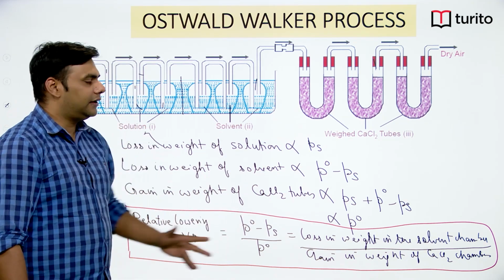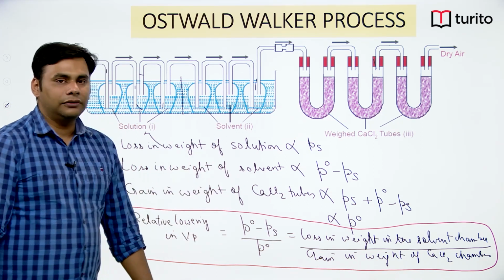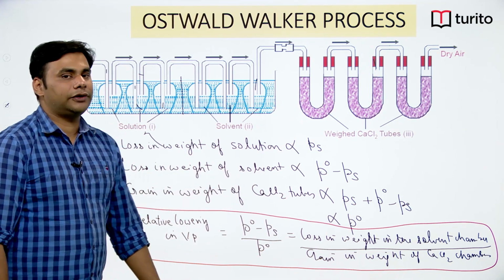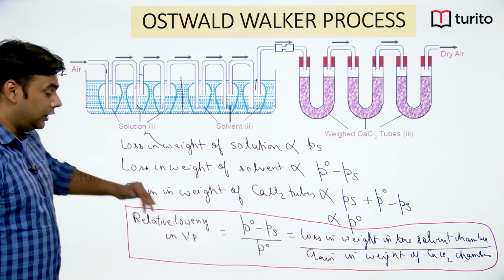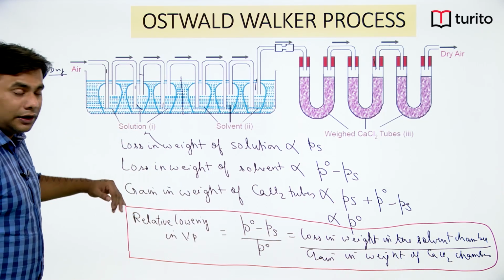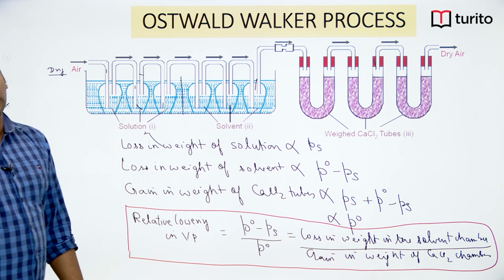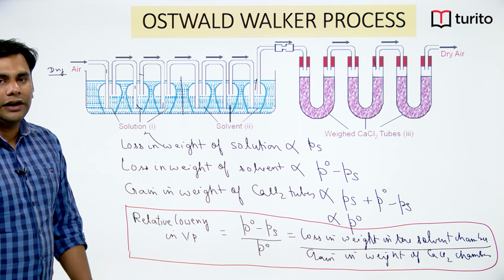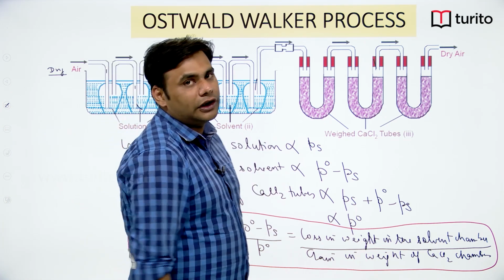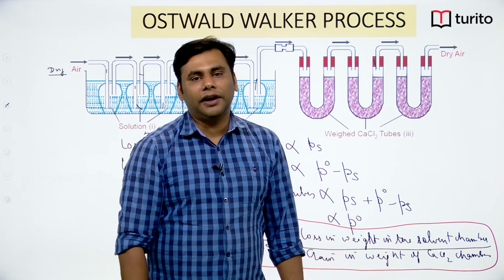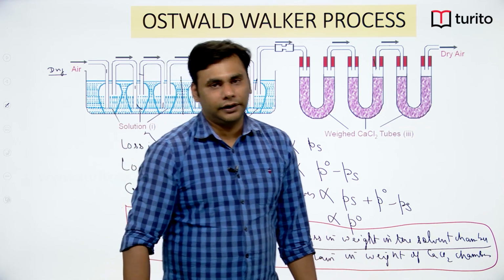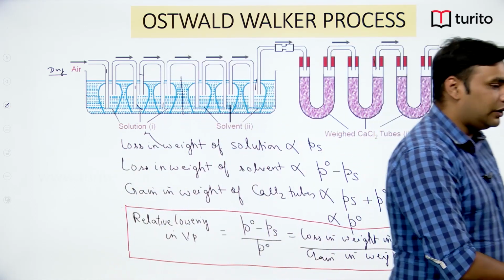Okay, so questions will be written and you can directly plug in the values and you will get the relative lowering in vapor pressure. From the relative lowering in vapor pressure, we know that it is equal to the mole fraction of solute. You will get the value of the mole fraction of solute. We can also calculate the molality of the solution. We know that the molality of the solution is the mole fraction of solute upon 1 minus mole fraction of solute, into 1000 divided by the molar mass of the solvent. Okay, so just write it down quickly.